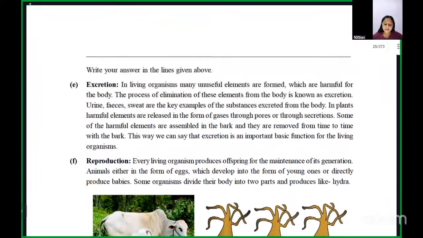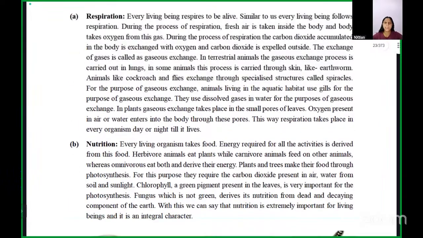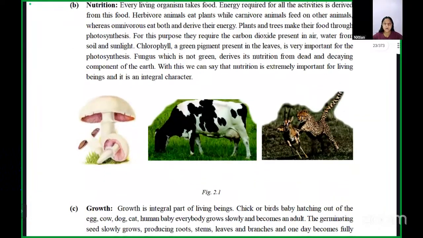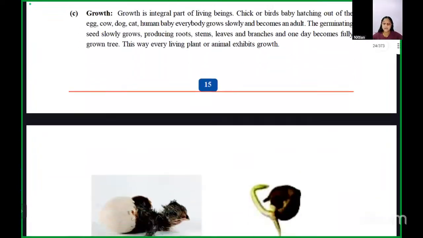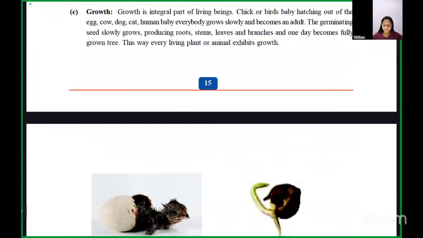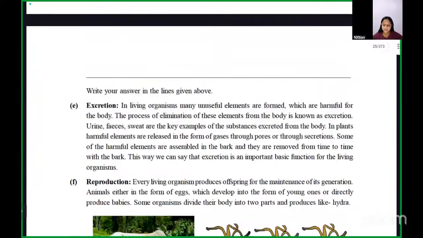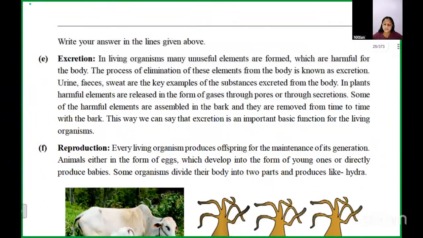So, we saw the qualities of living beings such as respiration, all living beings respire, then nutrition, all living beings consume food to obtain energy, then growth, all living beings grow. Then we saw movement and sensation, how all living beings move, and they are able to sense, they can feel sensation. Then the next one is known as excretion.